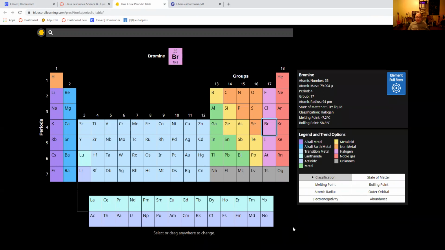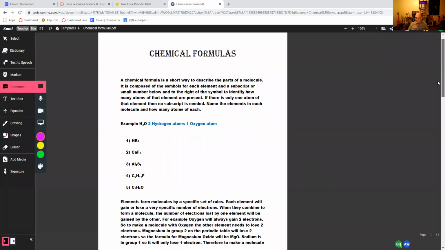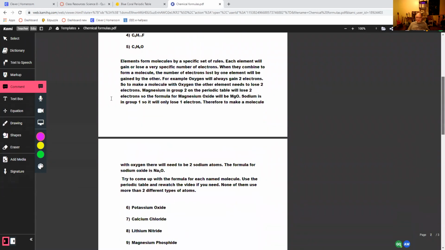Now, the next part gets a little bit trickier. Let's go back to the chemical formulas worksheet. You can read this for yourself, but elements form molecules by a specific set of rules. Each element will gain or lose a very specific number of electrons. When they combine to form a molecule, the number of electrons lost by one element will be gained by the other. For example, oxygen will always gain 2 electrons.